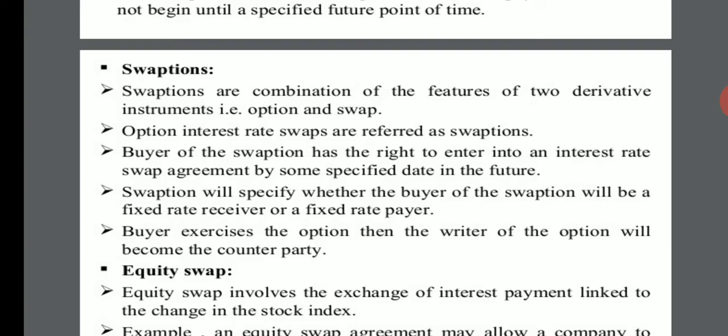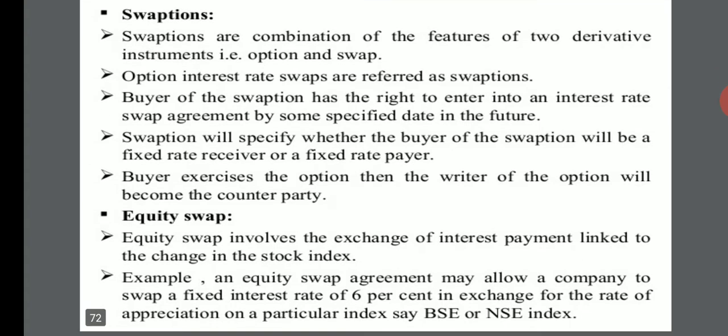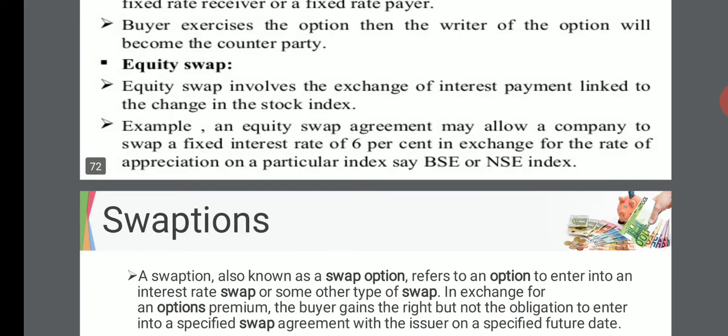Swaptions. Swaptions are a combination of features of two derivative instruments, that is option and swap. Options on interest rate swaps are referred to as swaptions. Buyers of the swaption has a right to enter into an interest rate swap agreement by some specified date in the future. Swaption will specify whether the buyer of the swaption will be a fixed rate receiver or a fixed rate payer. If the buyer exercises the option, then the writer of the option will become the counterparty.